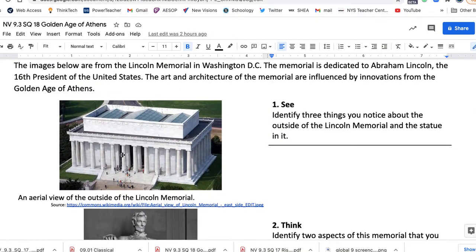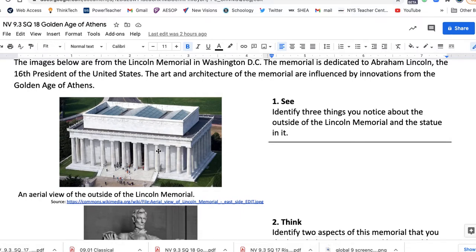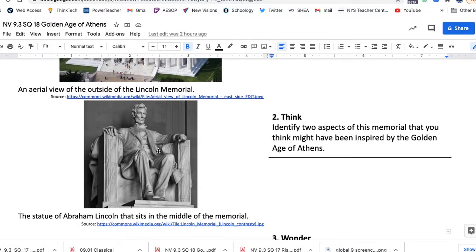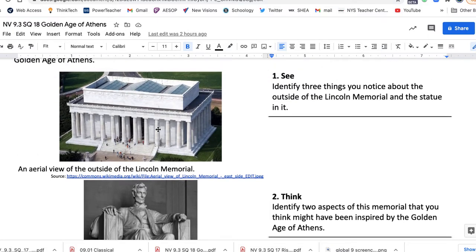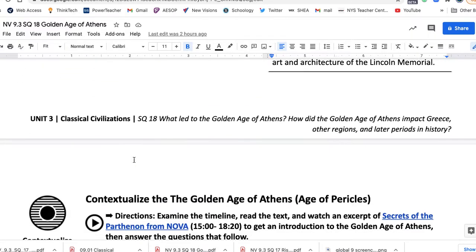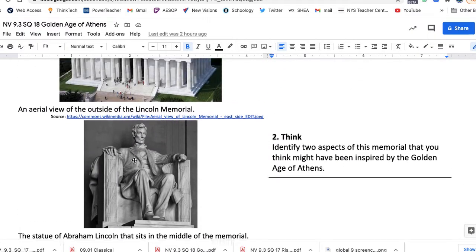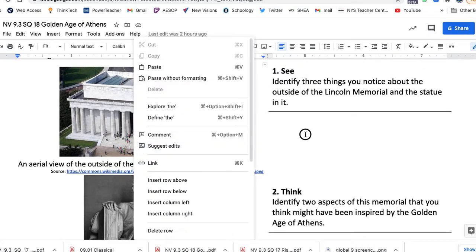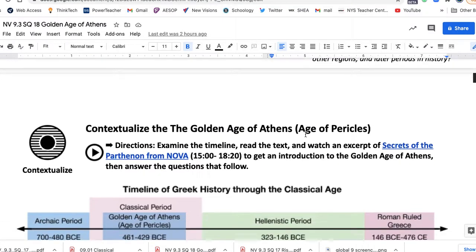This building here, while it's located in Washington, D.C., is really a copycat of the Parthenon, which is located in ancient Greece, probably the single most symbolic building of the ancient world. And of course, that was dedicated to the goddess Athena. This building here, while similar in style, is dedicated to Abraham Lincoln. So there's a see, think, wonder activity here for you to work on with that.